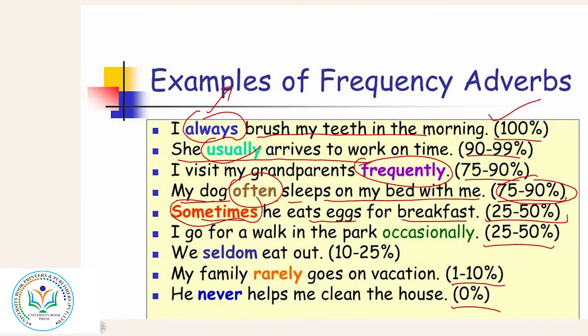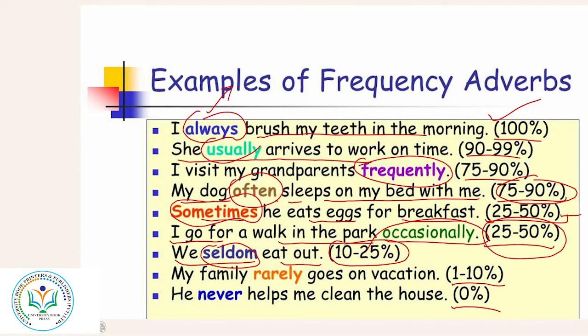Sometimes, कभी कभी. तो इसका परसेंटेज क्या है? 25 to 50%. I go for a walk in the park occasionally. कभी कभी मौसम अच्छा हो या एक्सरसाइज या वॉक करनी हो तो वो occasionally हो जाएगा, तो क्या हो गया? 25 to 50%. We seldom eat out. Seldom बहुत कम. 10 to 25% here.